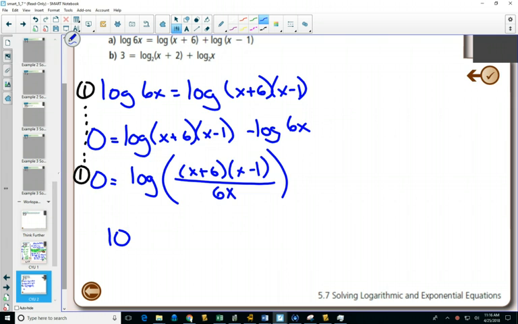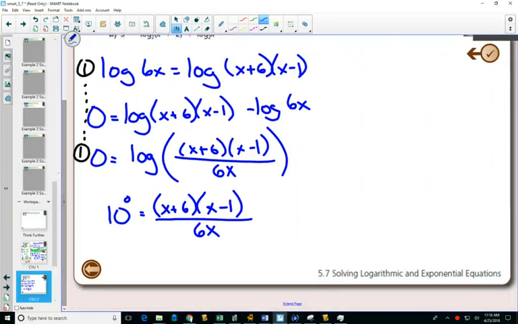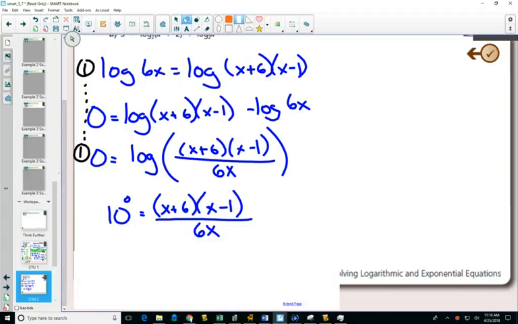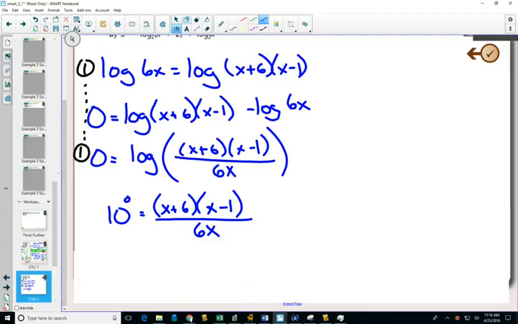The base is 10, the exponent is 0, and the answer is x plus 6, x minus 1 over 6x. There is step 2. That's the hard step. And it's hard because we look at from step 1 to step 2, now our equation looks completely different than what it did before. That's one of the reasons that step is so hard. And now we can start step 3. We can start solving this.